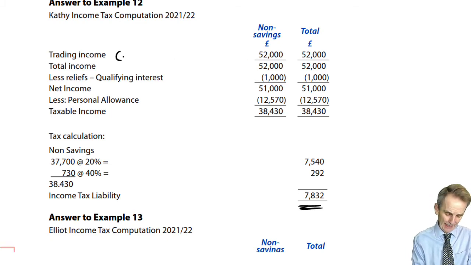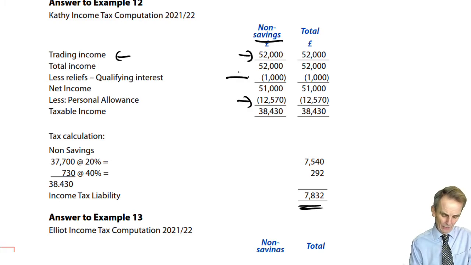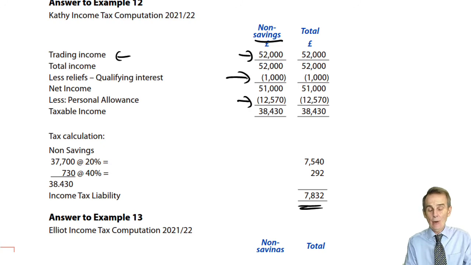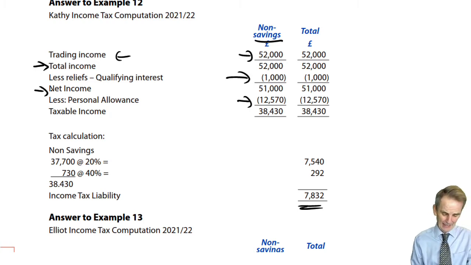£52,000 worth of trading income goes into, obviously, your non-savings column, the only column here that you need. Instead of that being your total income, your net income, before the deduction of the personal allowance to give you taxable income, you've got this qualifying interest payment. Again, you had to know that the particular loan and the purpose for which it was made was a qualifying purpose, and therefore you gain tax relief as a deduction from total income, seen there, to derive net income.